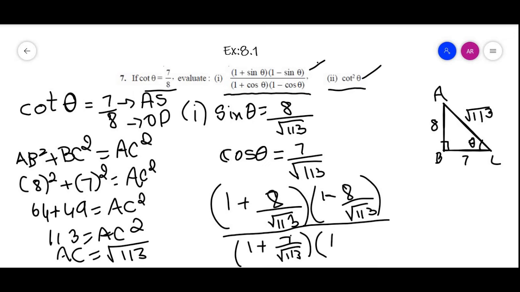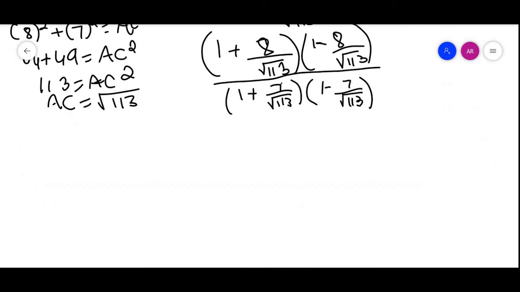Right, and then we have 1 minus 7 root 113. Okay, now if we simplify this, then we'll be able to do our problem. So let's just simplify it now. This is actually in the form of a plus b into a minus b. If you remember, we can use that formula in here. So a plus b into a minus b, what is it going to become? It's going to become a square minus b square. So let's use that formula in here. We can use it in both the numerator and the denominator.